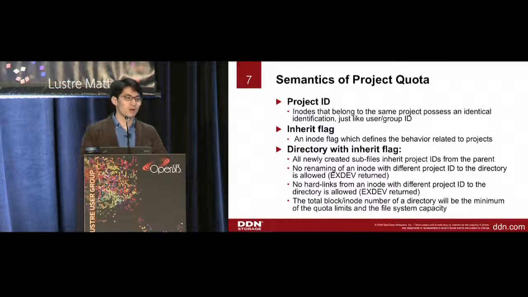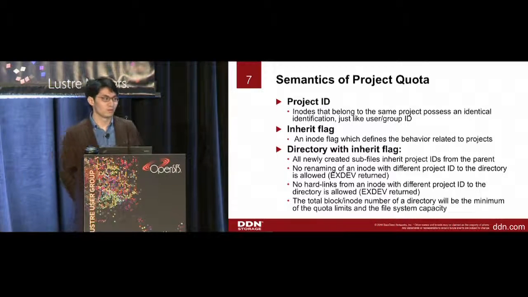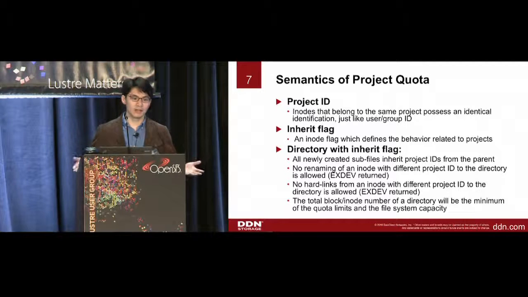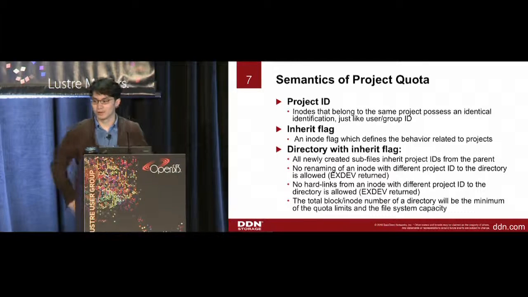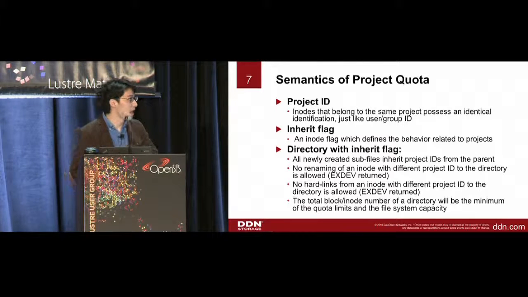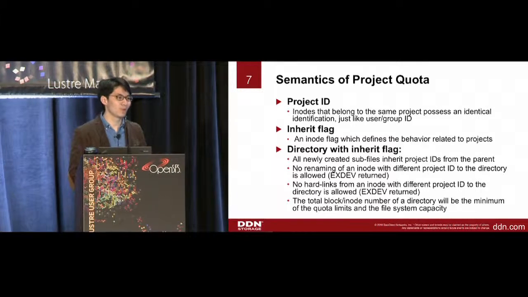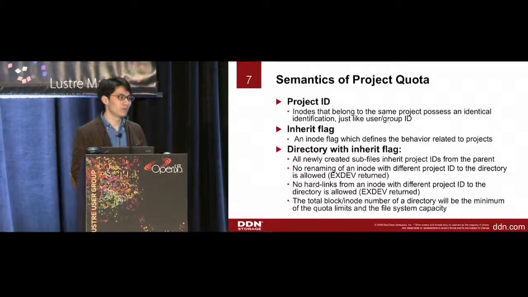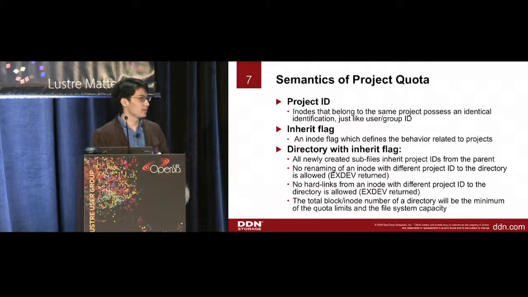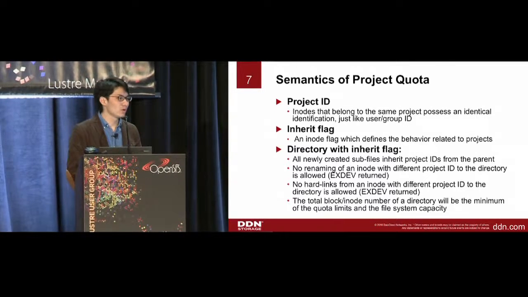And there are some important concepts about Project Quota. The first one is what I mentioned, project ID. We need to save an ID of the project into every inode of the file system. And another concept is the inherit flag. The inherit flag is a flag that belongs to each inode, which we can use to change the behavior of the inode related to Project Quota. For example, if there is a directory with the inherit flag, the following things will happen.